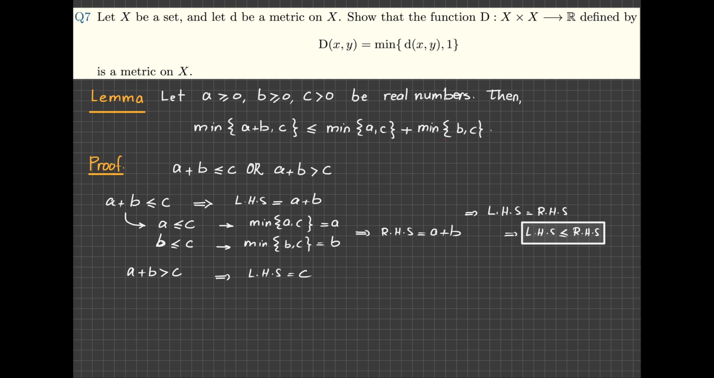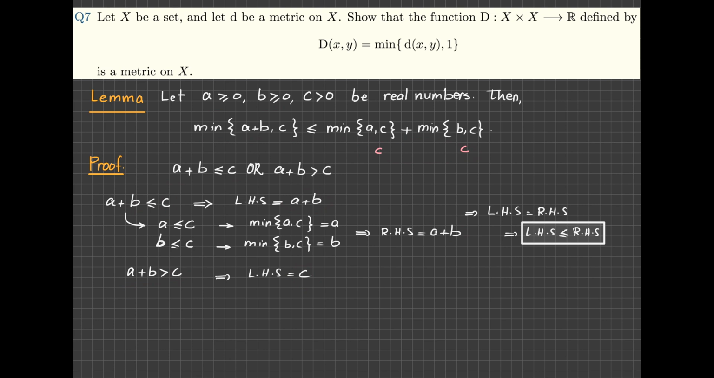So what are the possibilities for the right-hand side? Yes, let me just write them with a different color. So here we might have C and C. Yes, it might happen that the minimum of A and C is C, and the minimum of B and C is C. This happens if C is smaller than A and smaller than B. Remember, I'm assuming that A plus B is greater than C. Of course, in that case, the right-hand side becomes 2C, the left-hand side is C, so the left-hand side is indeed less than the right-hand side.